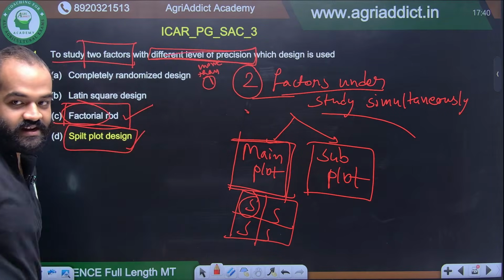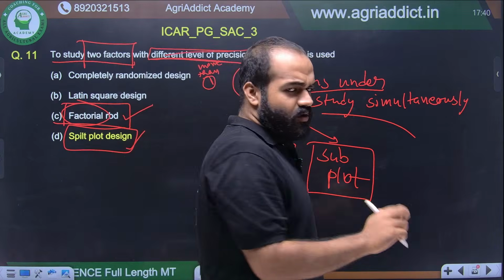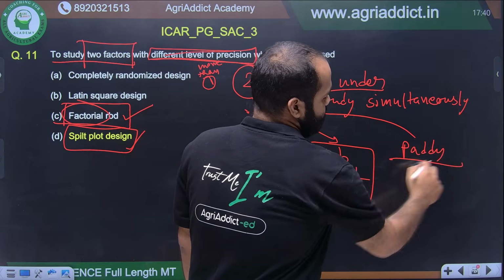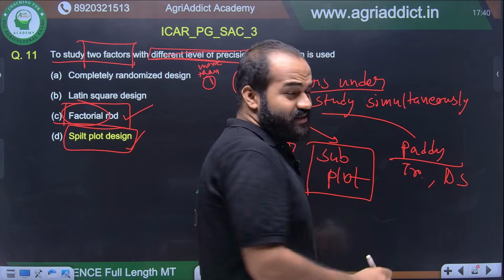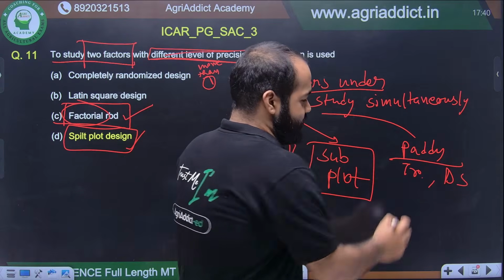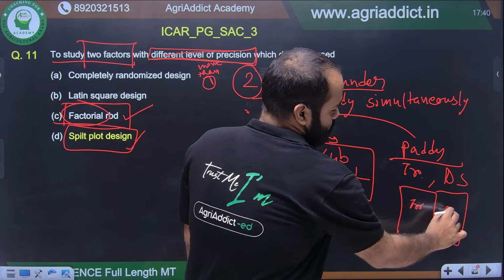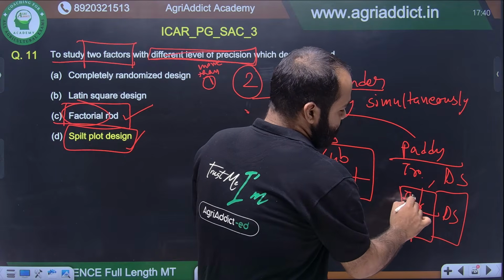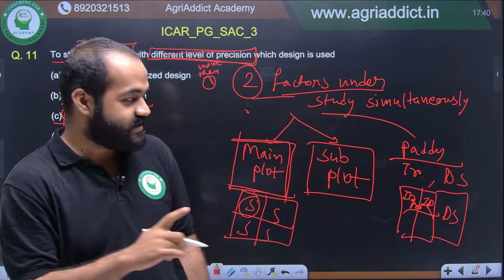अब इसका अगर एक एग्जांपल दिया जाए तो से दो फैक्टर हम ले लेते हैं. पैडी का एक एक्सपेरिमेंट है. पैडी के एक्सपेरिमेंट में वी आर टेकिंग ट्रांसप्लांटेड पैडी एंड डायरेक्ट सीडेड पैडी. सो इसका हमें प्रिसिशन उतना ज्यादा नहीं चाहिए. तो जो मेन प्लॉट है उसमें हम ट्रांसप्लांट और डायरेक्ट सीडेड को कर दिए. फिर जो सब प्लॉट है उसमें हम इरिगेशन लेवल्स को अलग अलग कर दिए, बिकॉज उसका प्रिसिशन ज्यादा जरूरी है. सो दैट इज अ स्प्लिट प्लॉट.